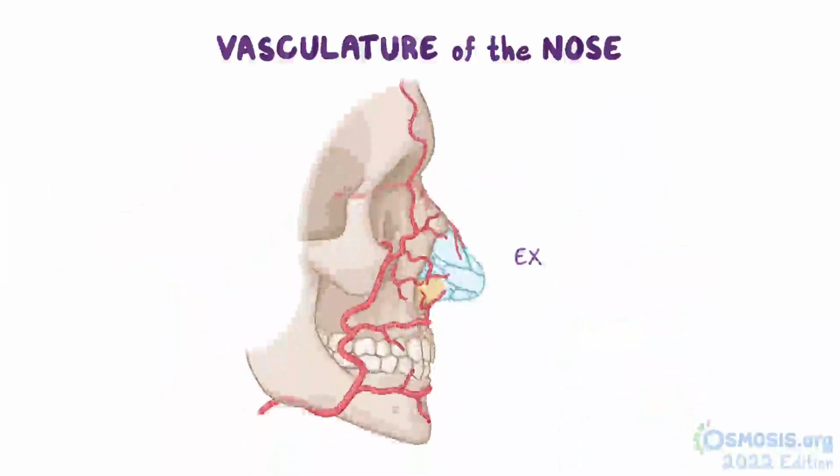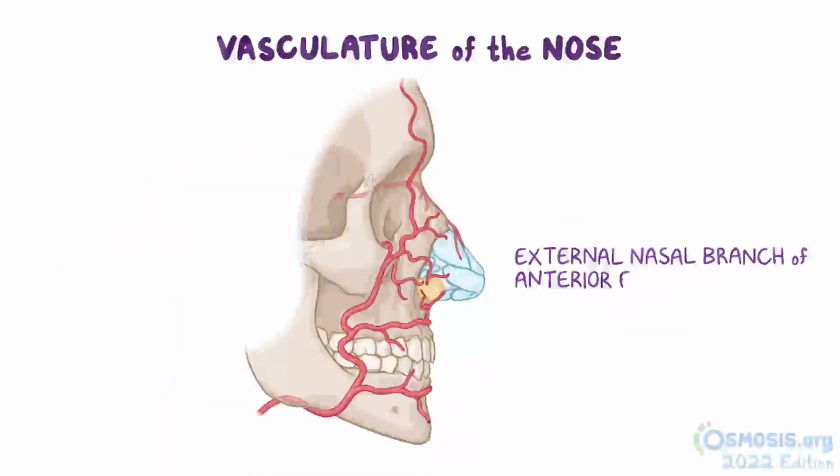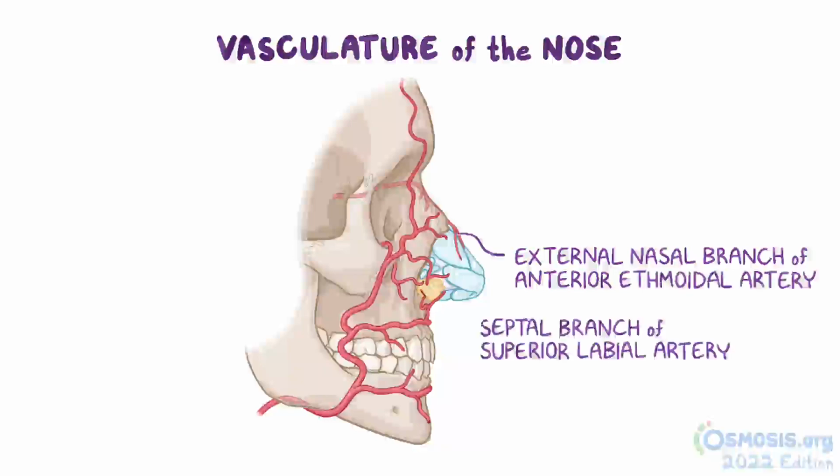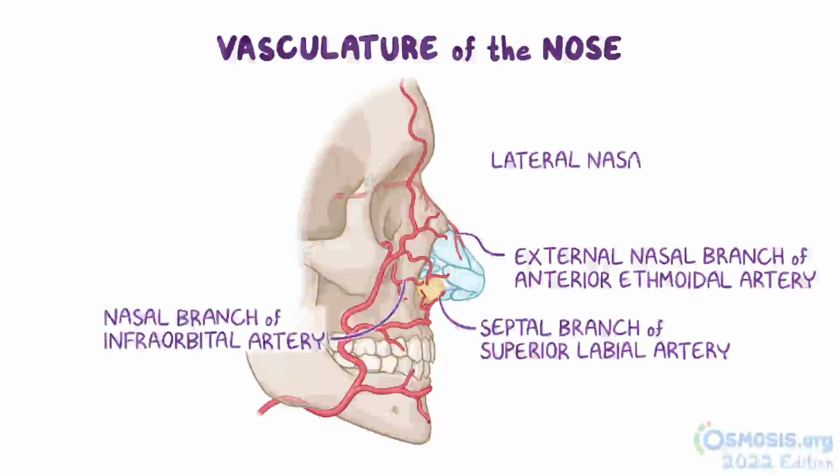The arterial blood supply of the external nose is supplied by the external nasal branches from the anterior ethmoidal arteries, septal branches from the superior labial arteries, nasal branches from the infraorbital arteries, and lateral nasal branches from the facial arteries.